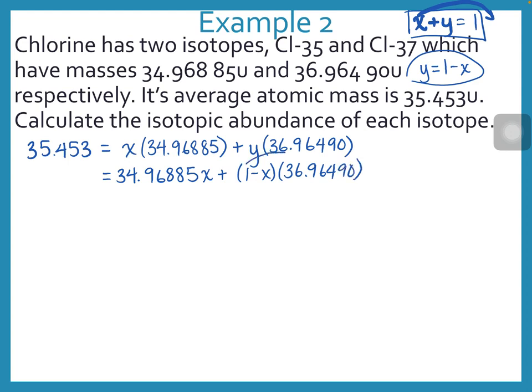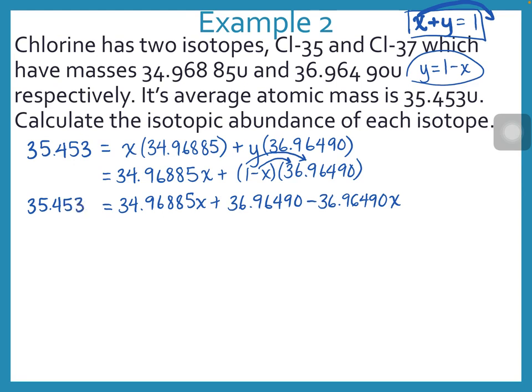I'm going to use the distributive property here, 1 times the 36.96490 and negative x times the 36.96490. So 34.96885x plus I have 1 times 36.96490, which is just 36.96490. And then I have a negative x times positive 36.96490. So that's going to give me negative 36.96490x.